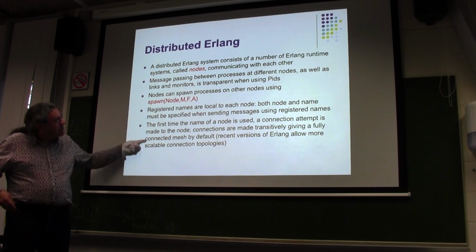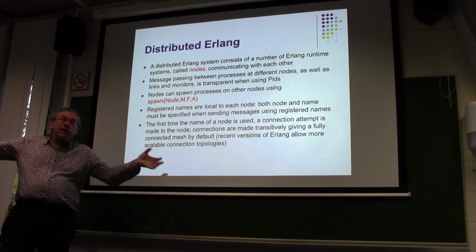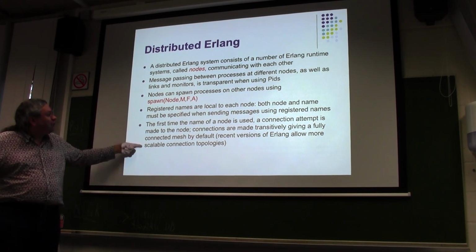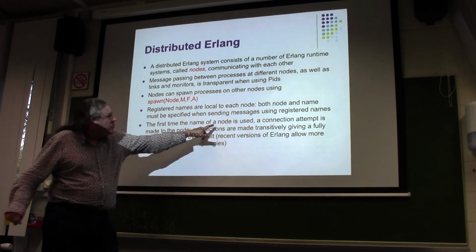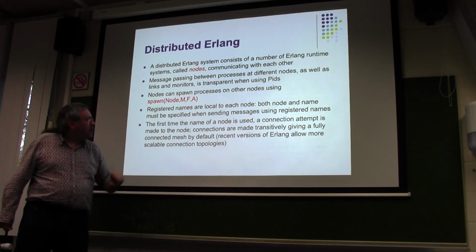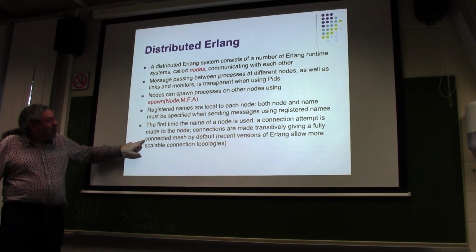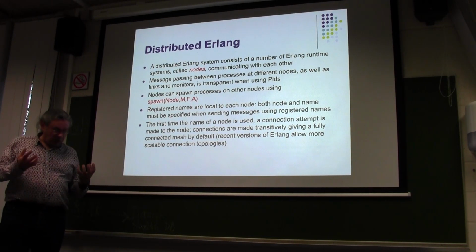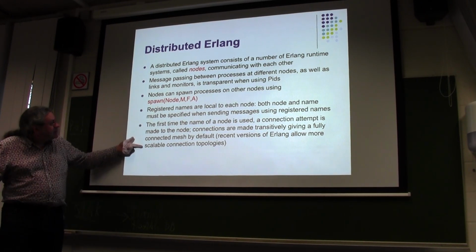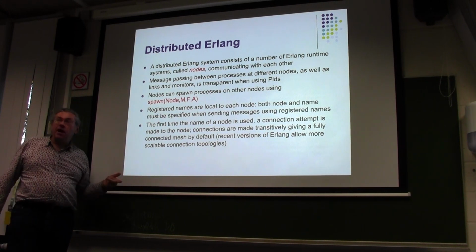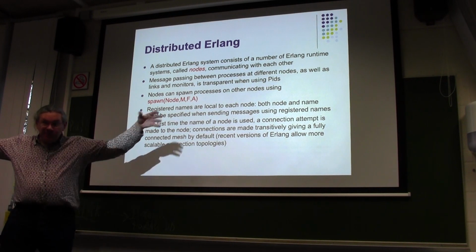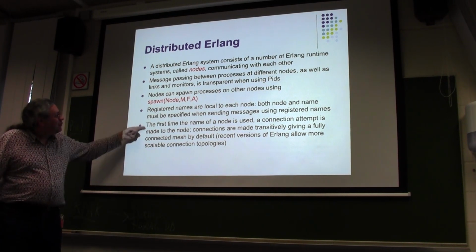Now, the Erlang system will automatically make connections, like TCP or other kinds of network connections. The first time I use the name of the node, the Erlang system will try to connect, and they're made transitively. So by default, Erlang is a fully connected mesh. So every node is connected to every other node. Again, that's not so scalable, because that means you have order n squared connections. So if the number of nodes goes very high, it goes up too fast.